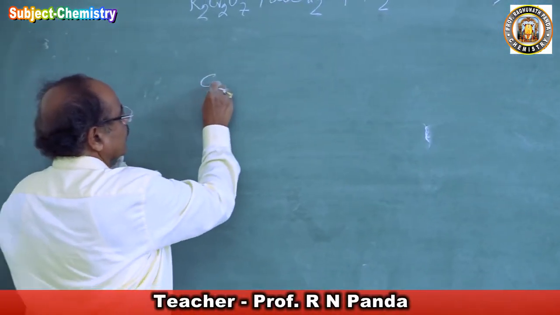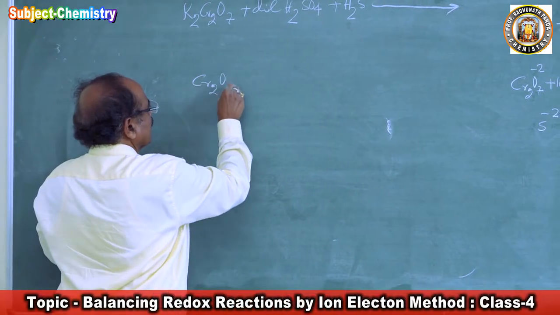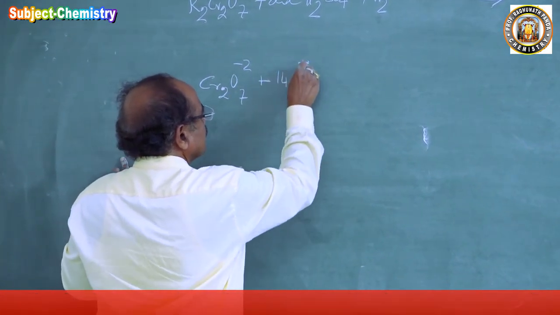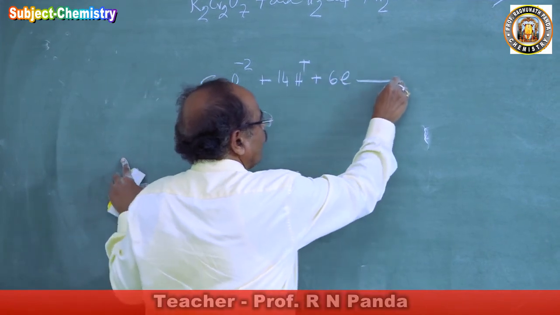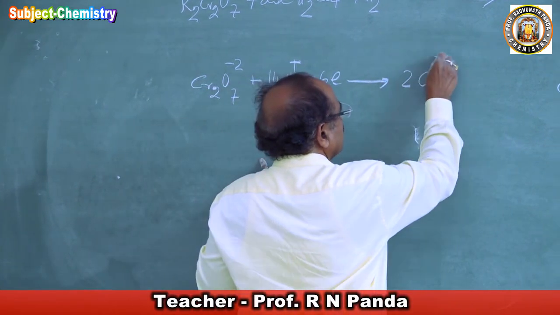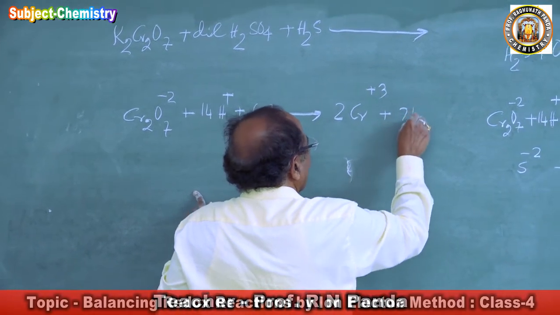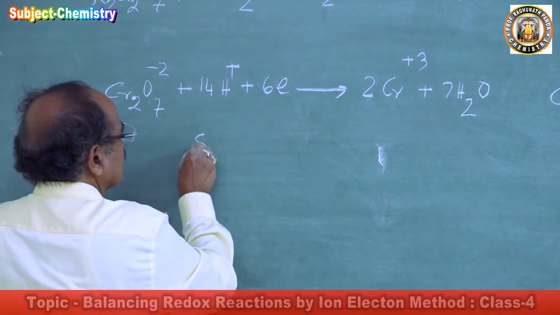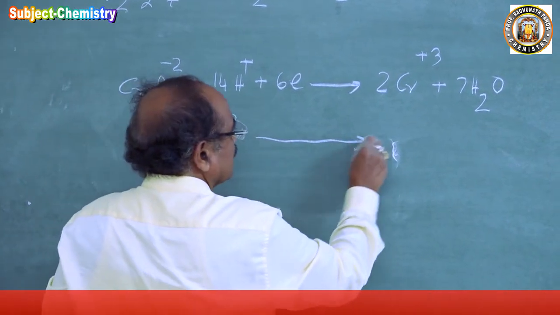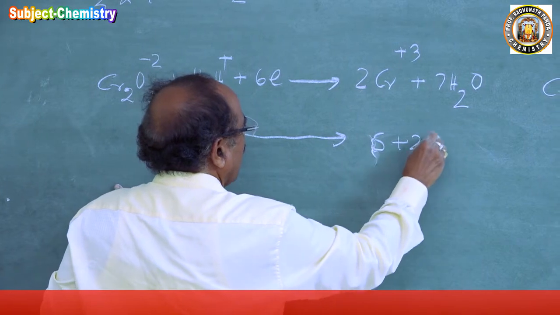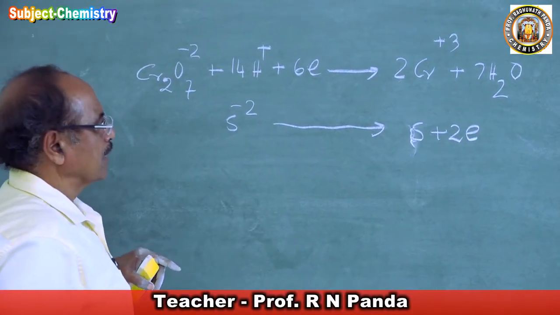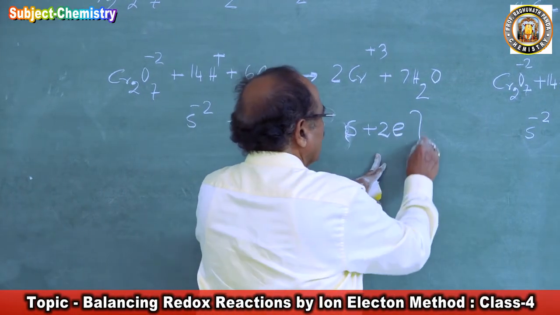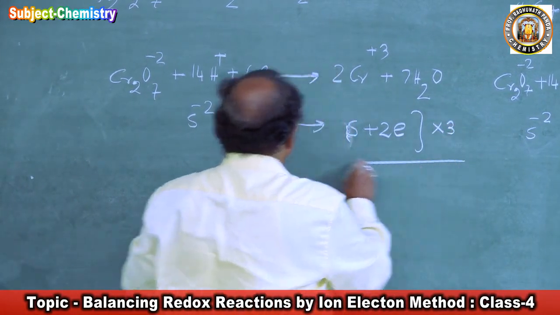So this equation we got: Cr2O7 minus 2 plus 14H plus plus 6e forms 2Cr plus 3 plus 7 water. This is the half equation of the oxidizing agent, and S minus 2 is forming sulfur plus 2 electrons, the half reaction for the reducing agent. So 6 electrons here, 2 electrons here.